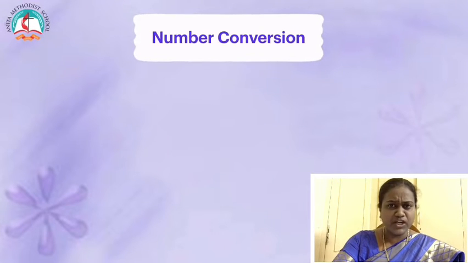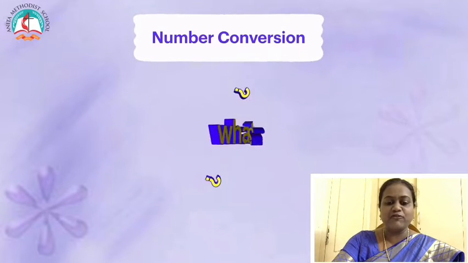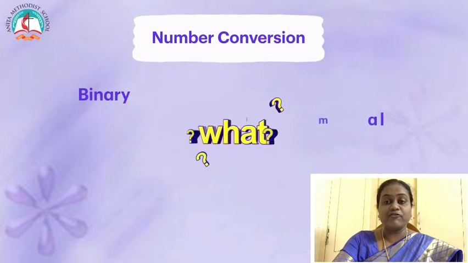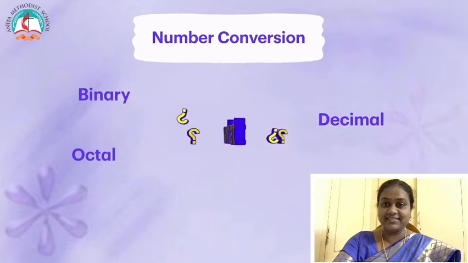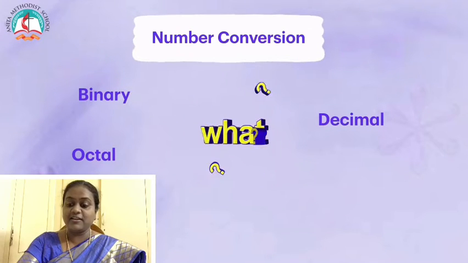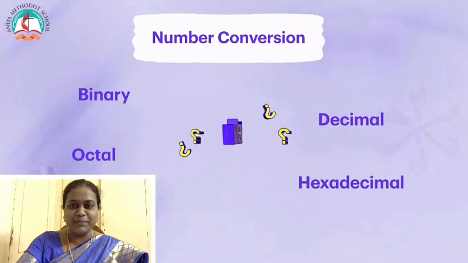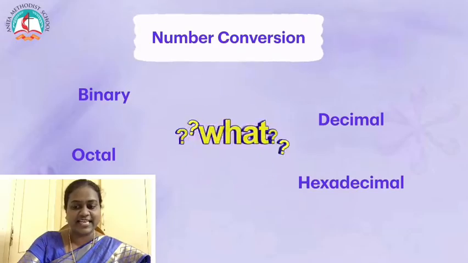In number conversions, you know the base value? What is the base value for binary, for decimal, for octal, for hexadecimal? I know you people know the answer, but let us refresh ourselves.